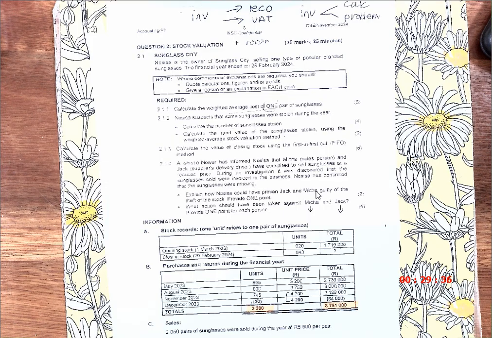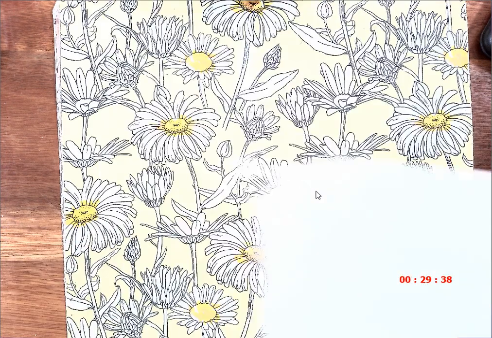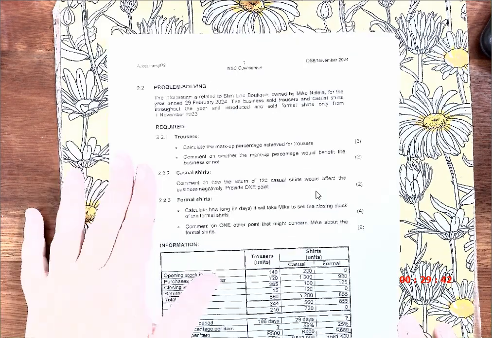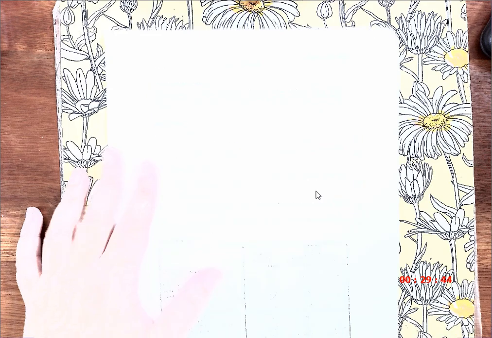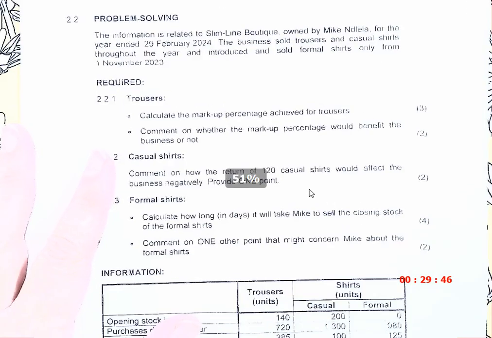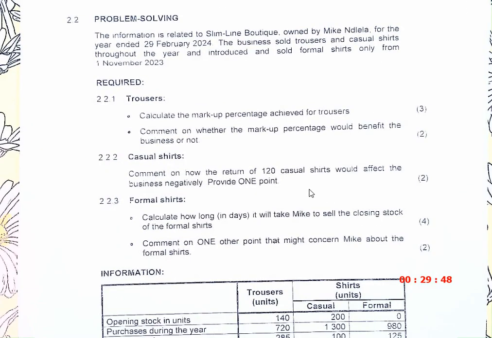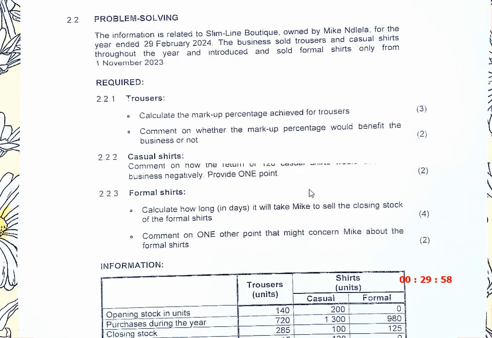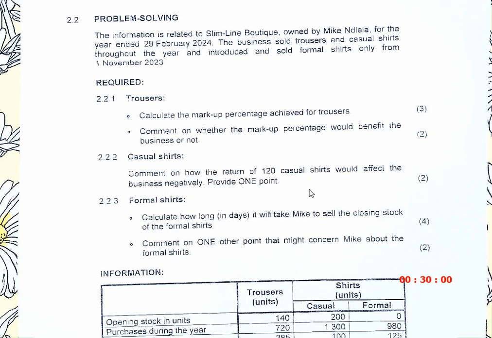So, let's go. Problem solving. So the problem solving, first of all, they asked me to calculate. We sell trousers and casual shirts and introduced and sold formal shirts only from November, so we haven't done that the whole year.